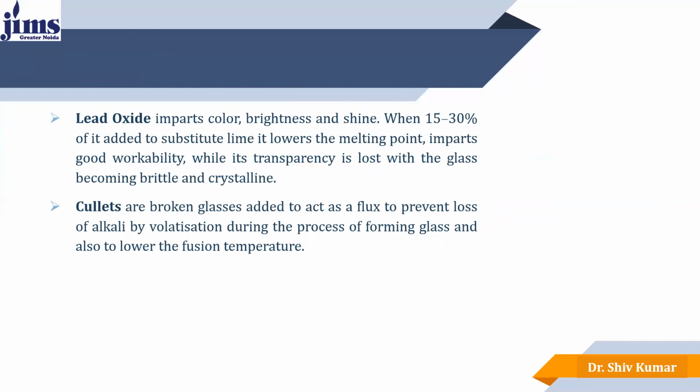Lead oxide imparts color, brightness, and shine. When 15 to 30% of it is added to substitute lime, it lowers the melting point of the glass and imparts good workability, while its transparency is lost and the glass becomes brittle and crystalline. Next is cullets. These are broken glasses added to act as a flux to prevent loss of alkali by volatilization during the process of forming glass and also to lower the fusion temperature.